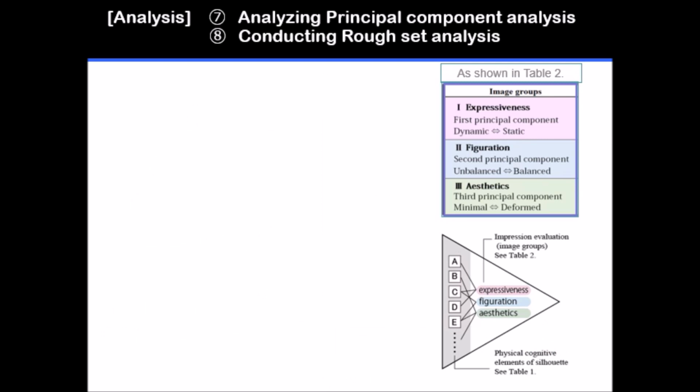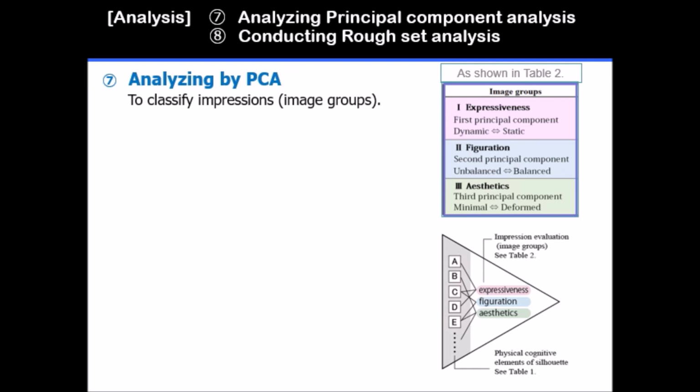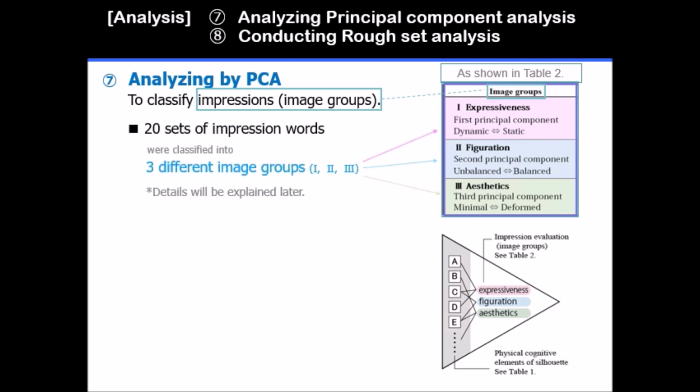Next step, analysis. We will perform 2 tasks, 7 and 8. At first, about 7. We used PCA to classify the impressions, image groups. Details will be explained in the results. Next, we are talking about 8.